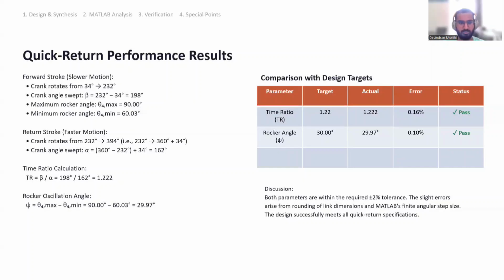The time ratio calculation is beta over alpha, therefore we get 1.222, and the rocker oscillation angle is the maximum rocker angle minus the minimum rocker angle, therefore we get 29.97 degrees. These are the comparisons with design targets. Both time ratio and rocker angle pass because both parameters are within the required plus or minus 2% tolerance. The slight errors arise from rounding of link dimensions and MATLAB's finite angular step size. Therefore, the design successfully meets all quick return specifications.